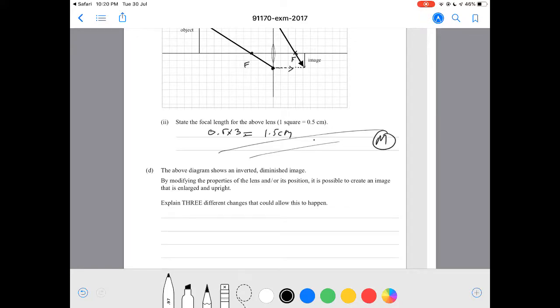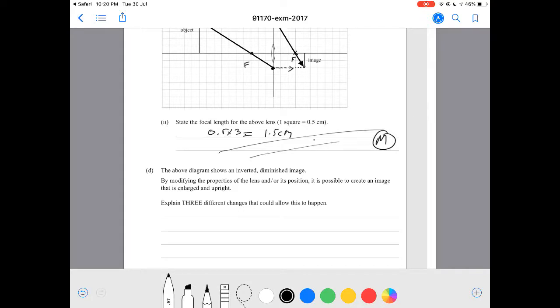You can do this by either moving the object closer so that it's inside the focal point, or you can move the lens closer to the object, so that the object is now inside the focal point. Basically, we're trying to find ways to increase the focal length, to move the object inside the focal point.